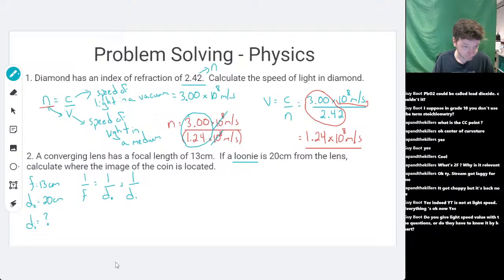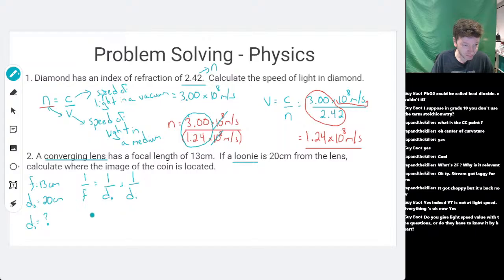Now do is always going to be a positive value. F is negative for diverging lenses. But in this case, we don't need to worry about that because it says it's a converging lens. So the values are just going to be positive.